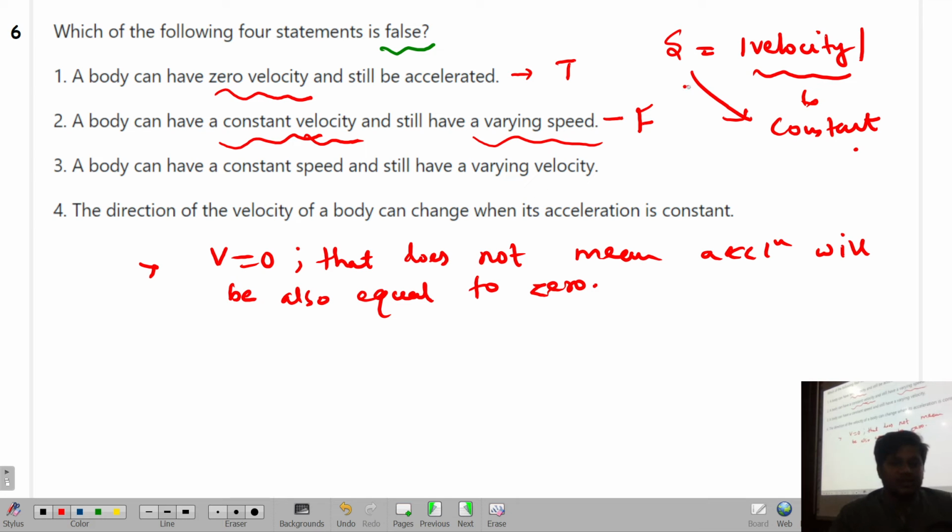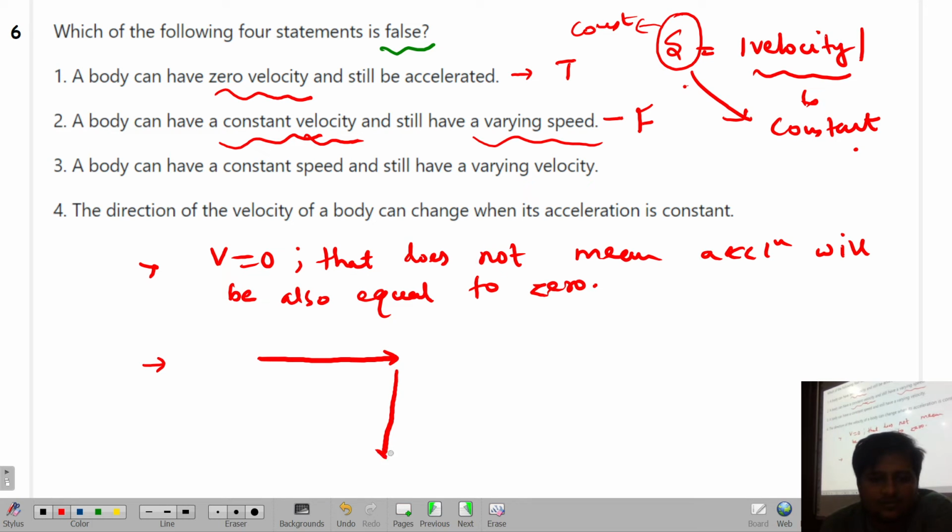Okay. Now, the third option: a body can have a constant speed and still have varying velocity. Now, that is lookable. I can have a constant speed, yes or no? If your speed is constant, the magnitude of the velocity will remain constant. But who said that the direction will not change? So look over here. Let's suppose the body is moving first towards east, then towards north. Here it has 5 meter per second, here it has also 5 meter per second.